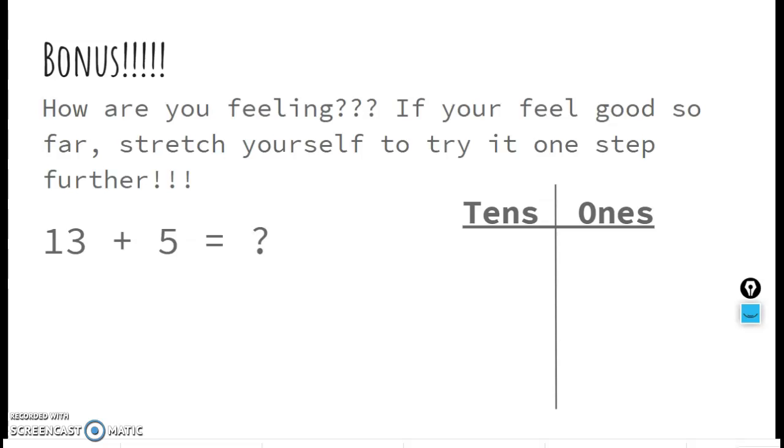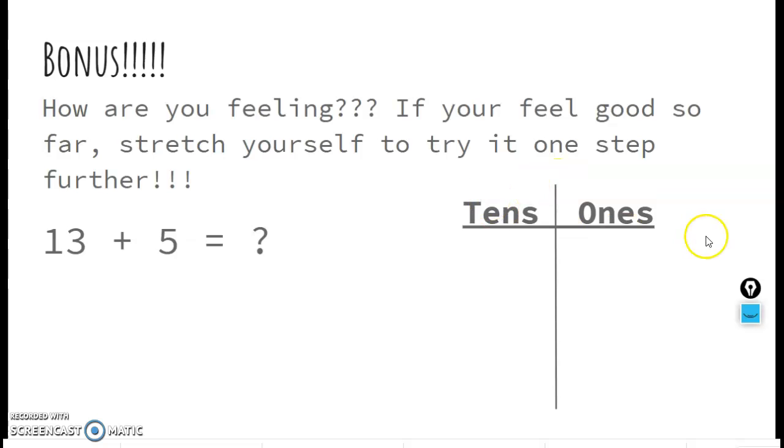So here's another way I can use this strategy for friends that are ready. I want to do 13 plus 5. Remember my first step from the last page was to break up the teen number. So I'm going to take this 13 and I'm going to put it in my place value chart. I'm going to break up the 10s and the 1s. I can only have one digit in each place.